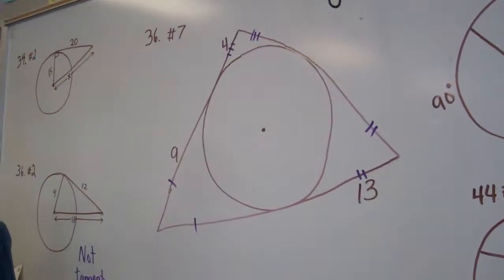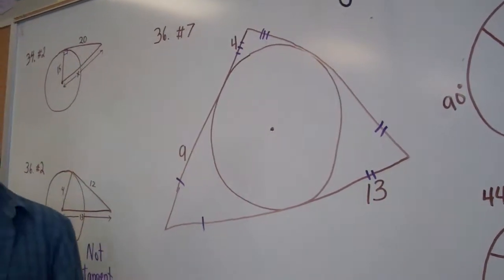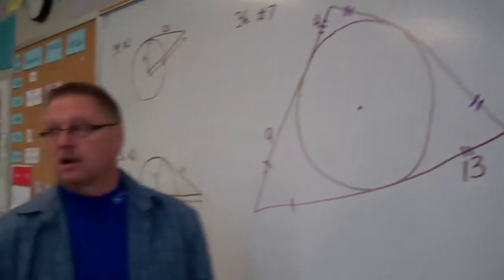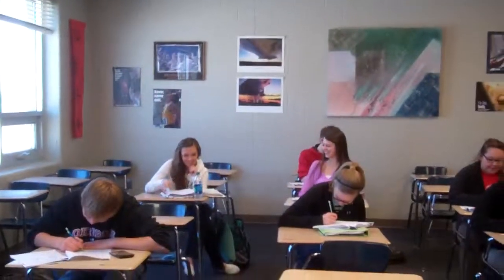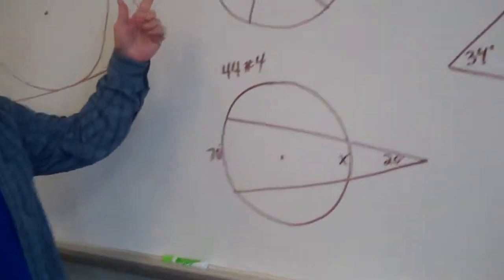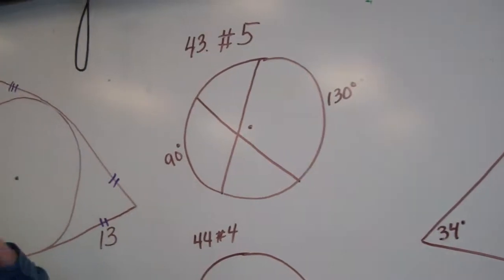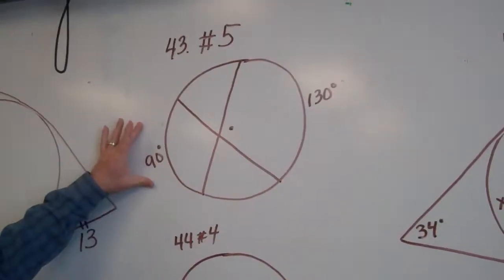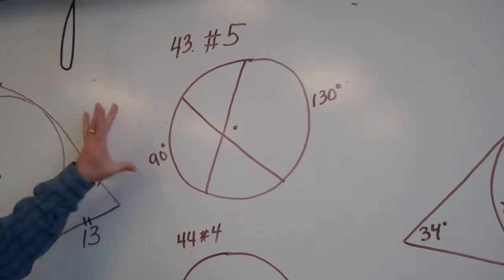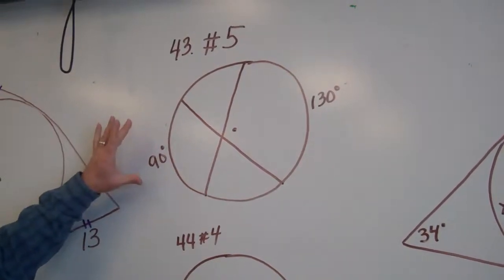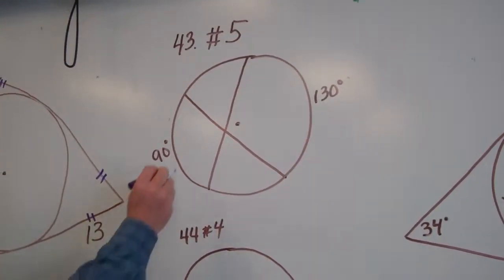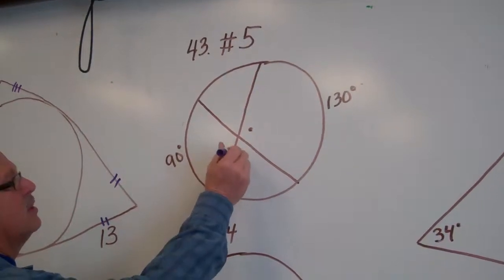All right. I'm getting ready to bring in Kate here. You ready? All right, we're going to flip over to 43, number 5. Kate, I believe I explained this kind here today. How would one figure out that, which angle did they ask for? This one right here?